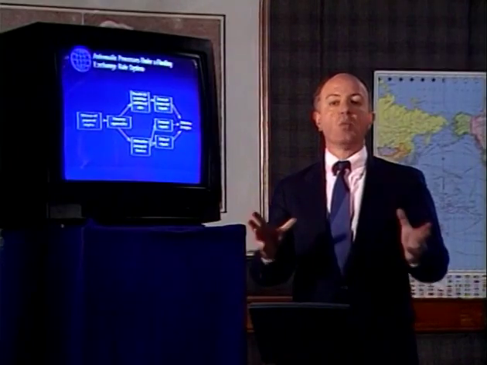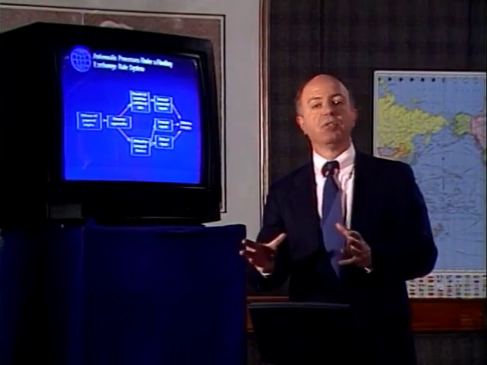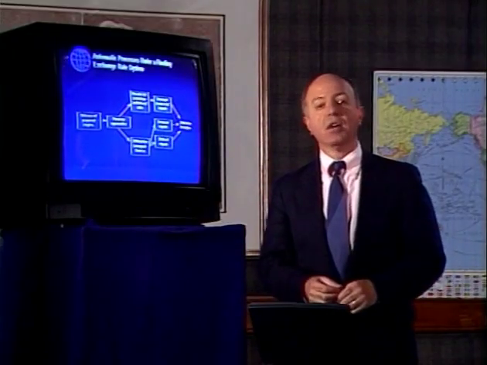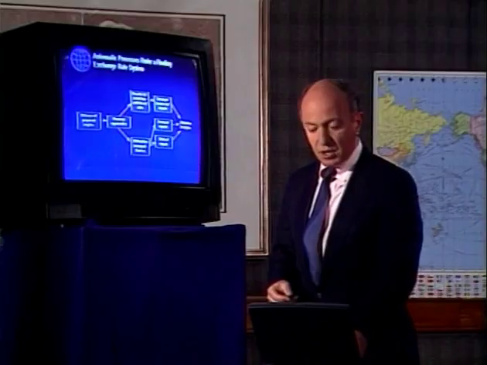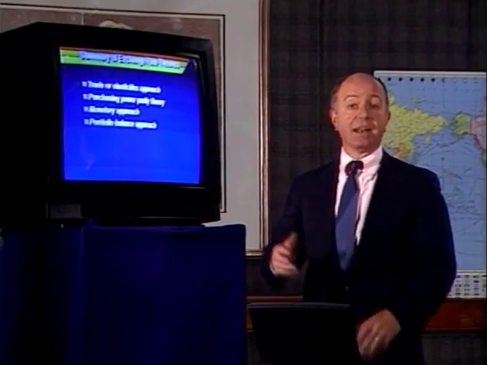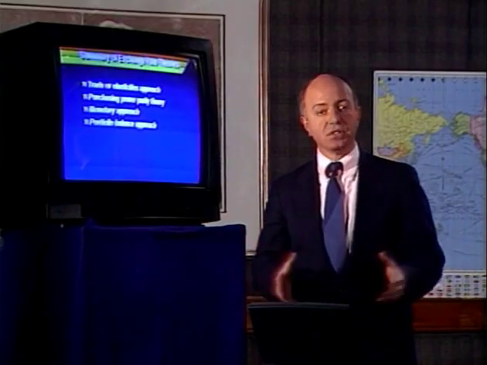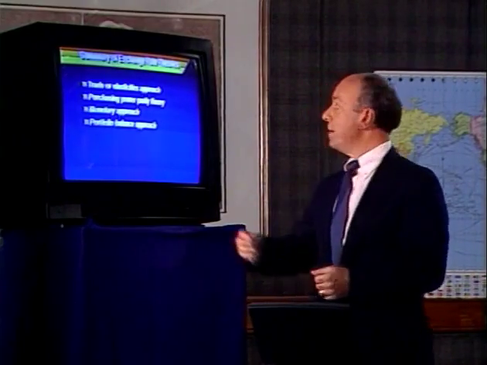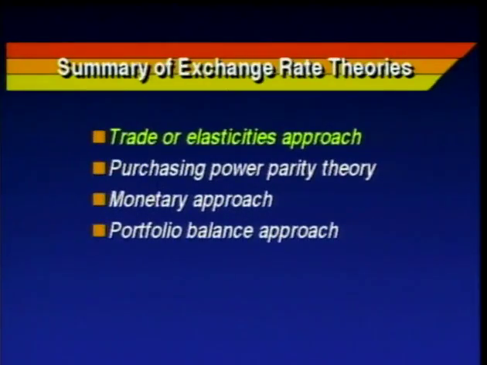Now let's look at what economic theories have been developed over the years to explain exchange rate movements and their interaction with balance of payments. We're going to look at four of them. This is not an exhaustive list, but at least it gives a representation of the kind of theories that have been developed. The first is the so-called trade or elasticities approach, where elasticity in this instance refers to the responsiveness of exports and imports to changes in the exchange rate.